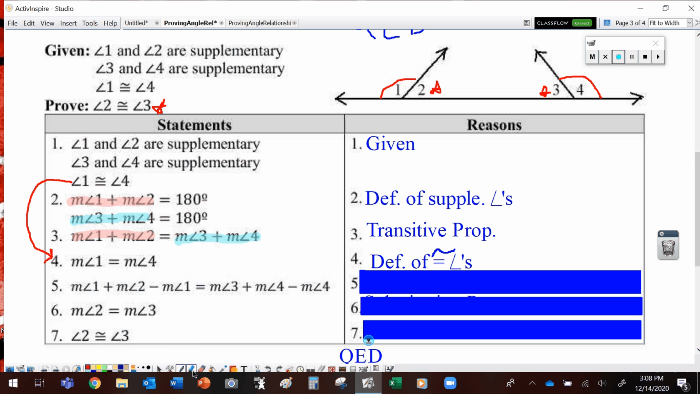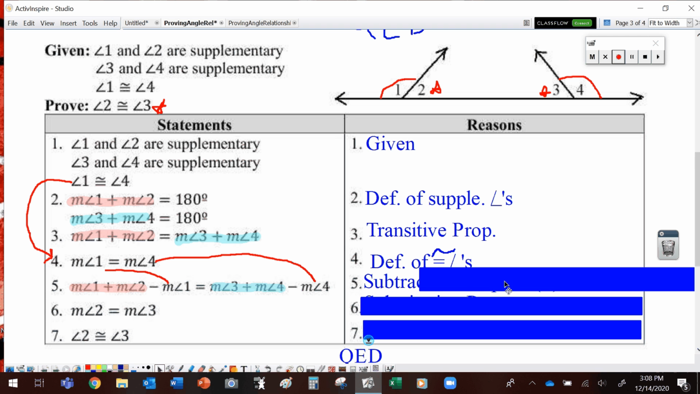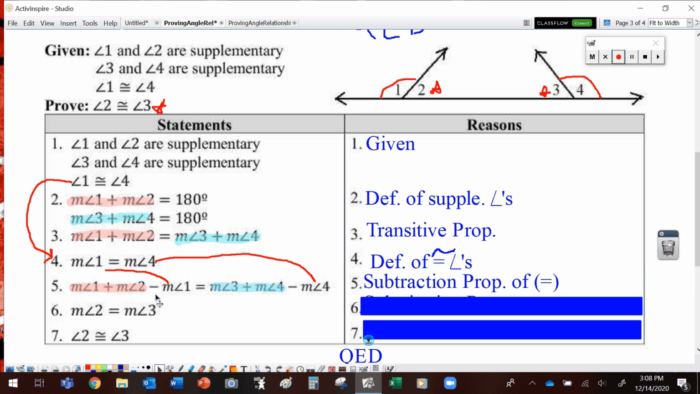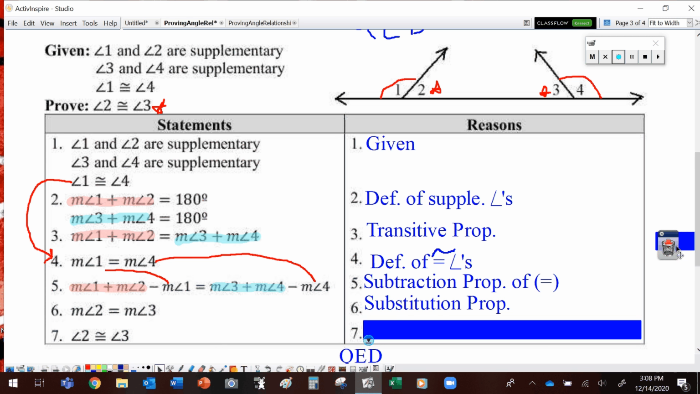Take a look at what happens right here. I still have measure of angle 3 plus measure of angle 4, and I still have measure of angle 1 plus measure of angle 2, but here I'm subtracting measure of angle 1 from this side and measure of angle 4 from this side. So now I'm subtracting the same value from both sides of the equation. The property that says we can do that is the subtraction property of equality. Then we simplify what we have here. We cancel those measure of angle 4s, we cancel those measure of angle 1s, and we have measure of angle 2 equals measure of angle 3. And what allows us to simplify that is the substitution property.